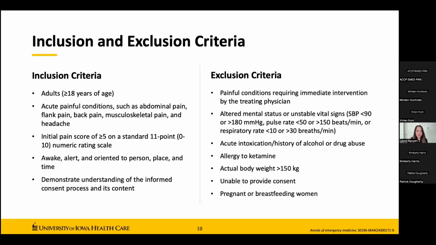Patients were excluded if they had painful conditions that required immediate interventions by the treating physician, if they were altered or had unstable vital signs, or if they had a history of acute intoxication or alcohol or drug abuse. Patients were also excluded if they had an allergy to ketamine, an actual body weight greater than 150 kilos, or were unable to provide consent. Pregnant or breastfeeding women were also excluded from this study.